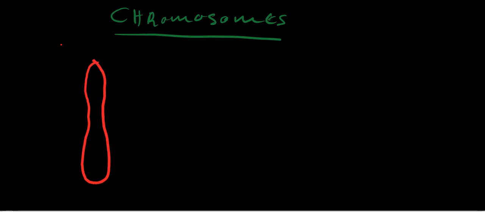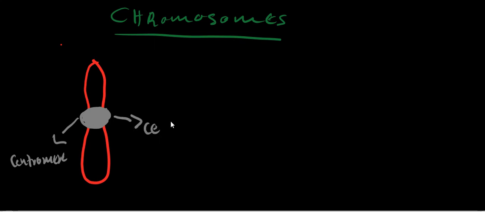So this is a chromosome, and we know that it has a central part. Let me use a different ink. So this is our central part. This central part attaches the short arm and the long arm. This central part is what we normally call the centromere. Maybe I write it this side so that it can be clear.